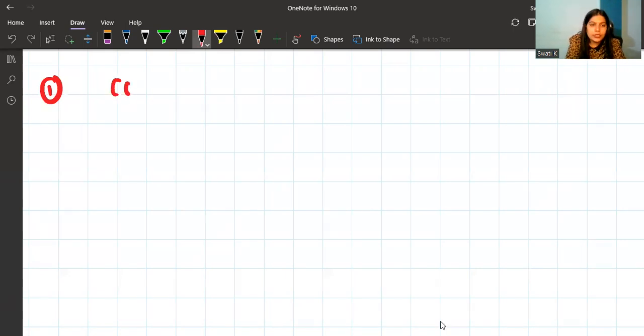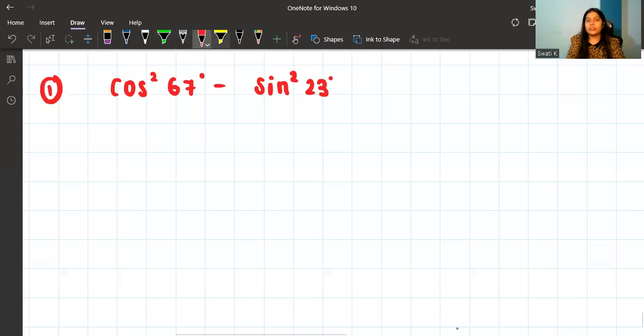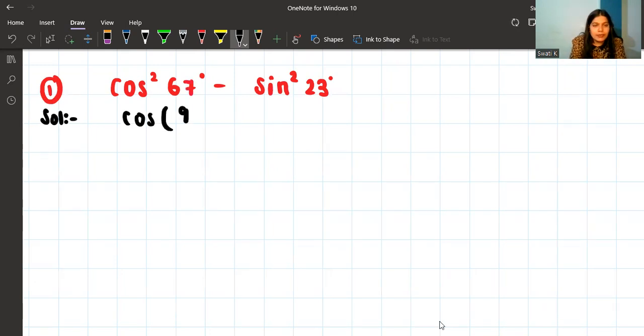So the first question is, we have to find the value of cos square 67 degrees minus sine square 23 degrees. This is our question. This is very simple. First of all, you know that we can write 67 as 90 minus 23, right? So this will become cos square (90 minus 23), and then minus sine square 23. I'm writing it as it is.